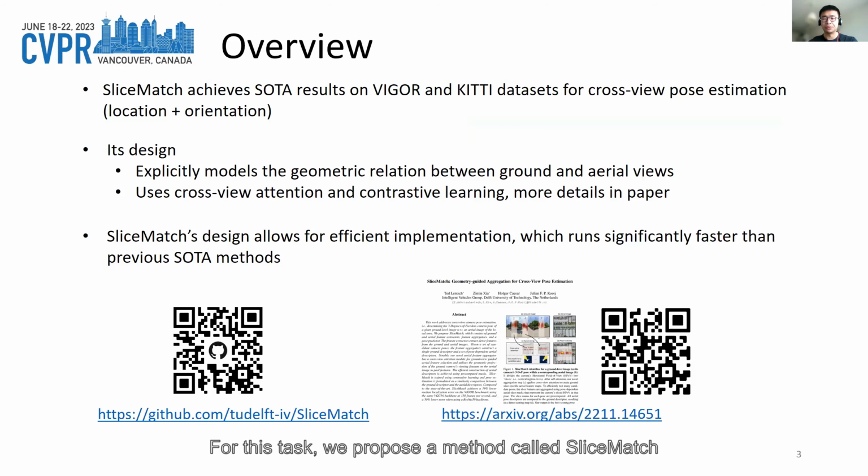For this task, we propose a method called SliceMatch. It sets a new state of the art on VIGOR and KITTI datasets. The design of SliceMatch explicitly considers a geometric relation between ground and aerial views, and it uses coarse view attention and contrastive learning. With our design, SliceMatch is highly efficient. It runs significantly faster than previous state-of-the-art. Our code can be found through the link.